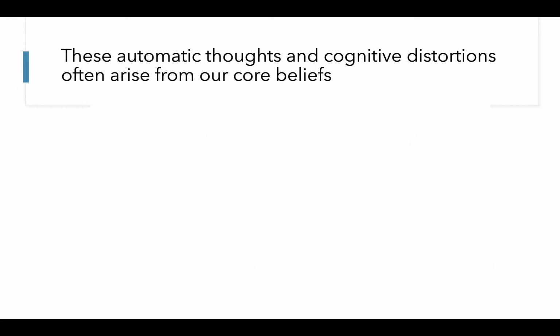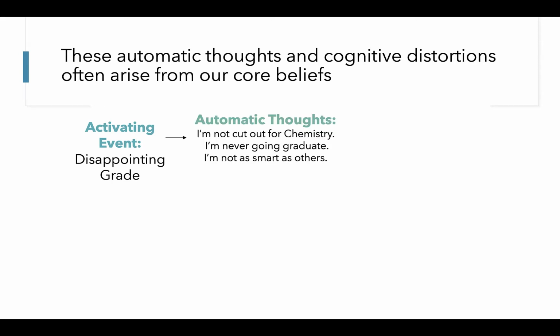So let's think through an example of when this is not going as well as we would like. Let's say an individual got a disappointing grade on their chemistry exam. This is an activating event for that individual. In response to receiving that grade, their automatic thoughts are negative, self-deprecating. They have the automatic thoughts of, I'm not cut out for chemistry. I'm never going to graduate with grades like these. I'm not as smart as the other students in the class.